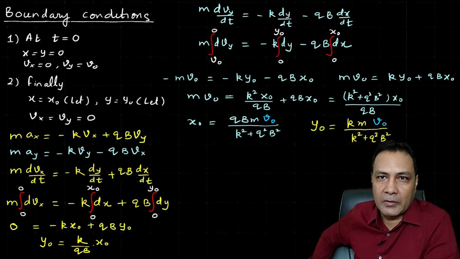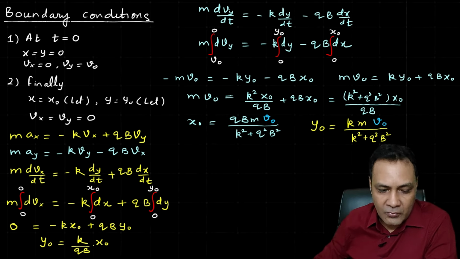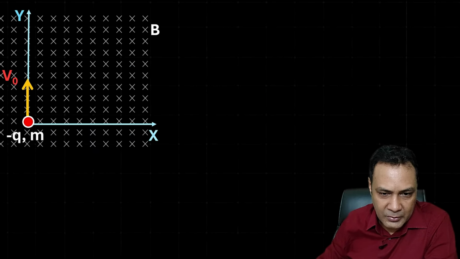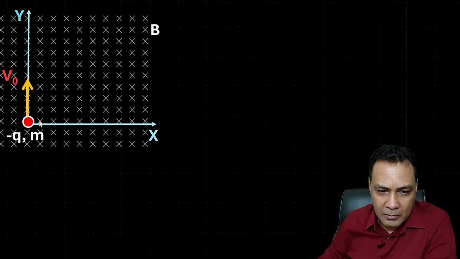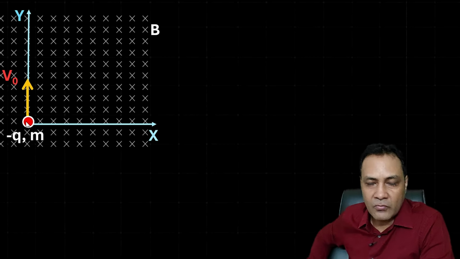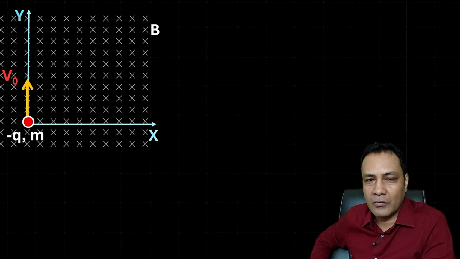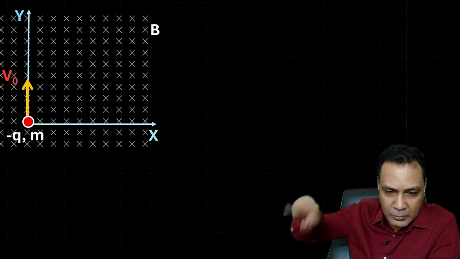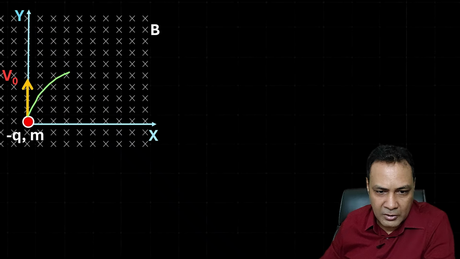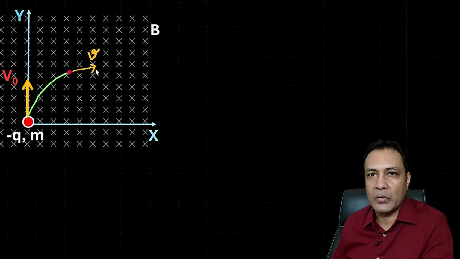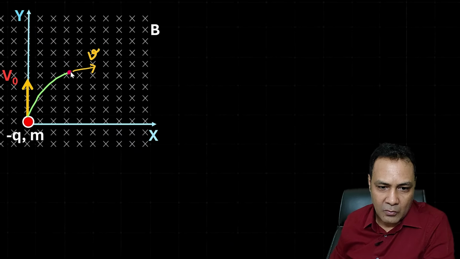Now we want to find the velocity as a function of time. So let's go to the next page. Once again, the particle starts from the origin with initial velocity V naught along the y direction. It will go in a spiral path. So suppose this is t is equal to 0, and till time t the particle has come up to here, and here the speed has become V.